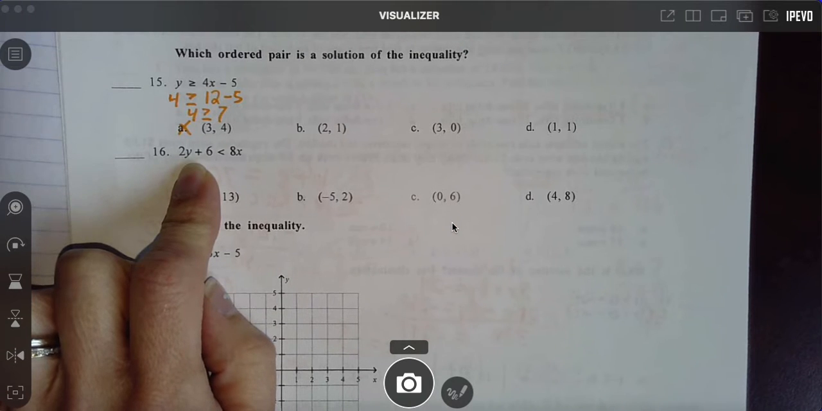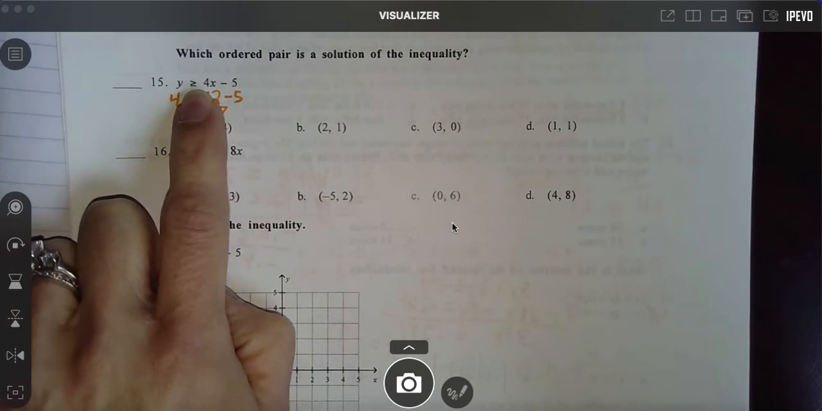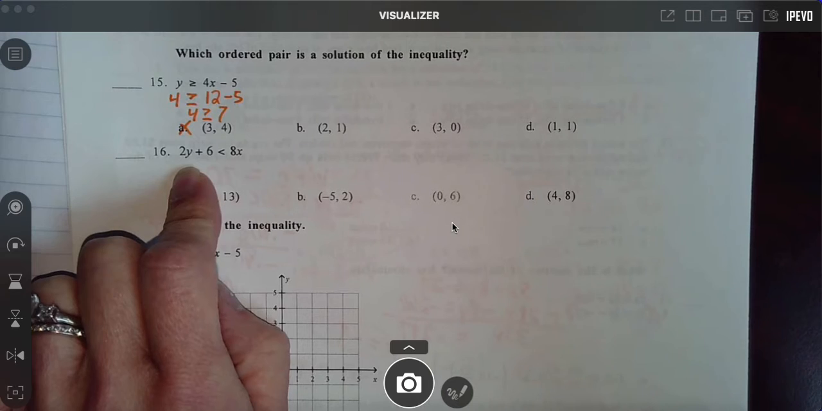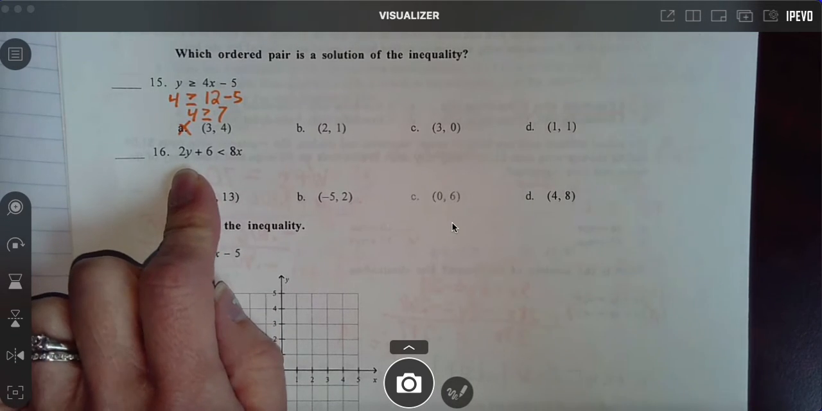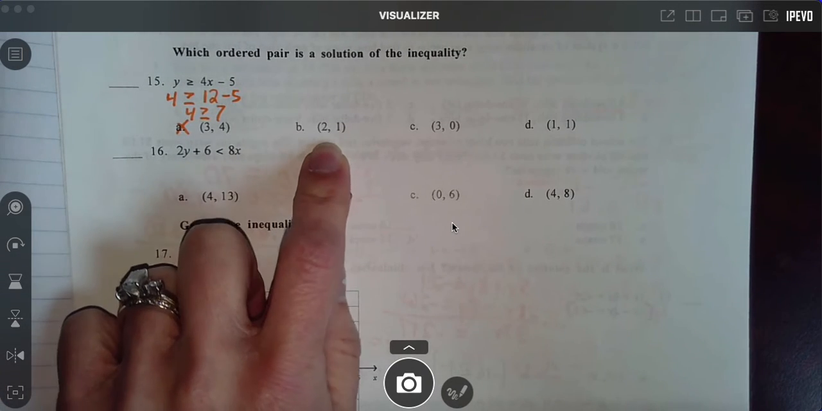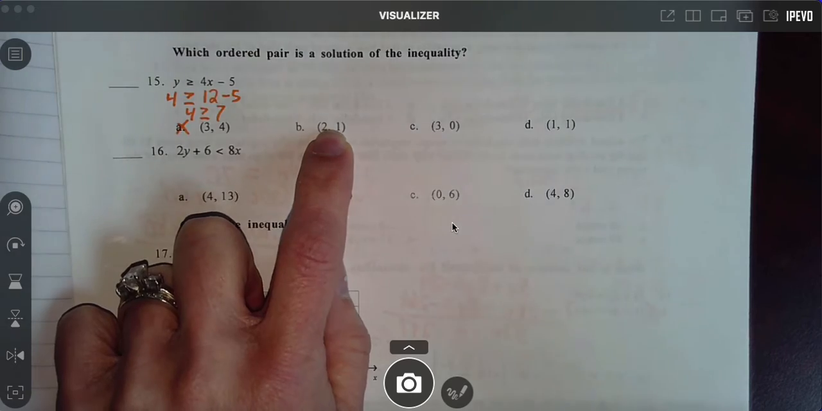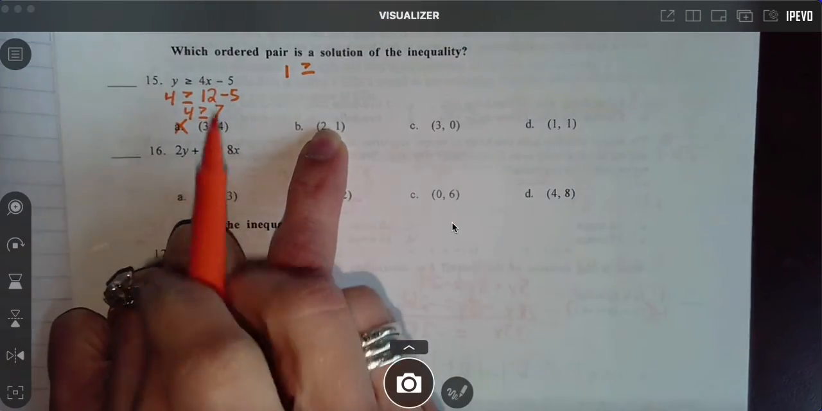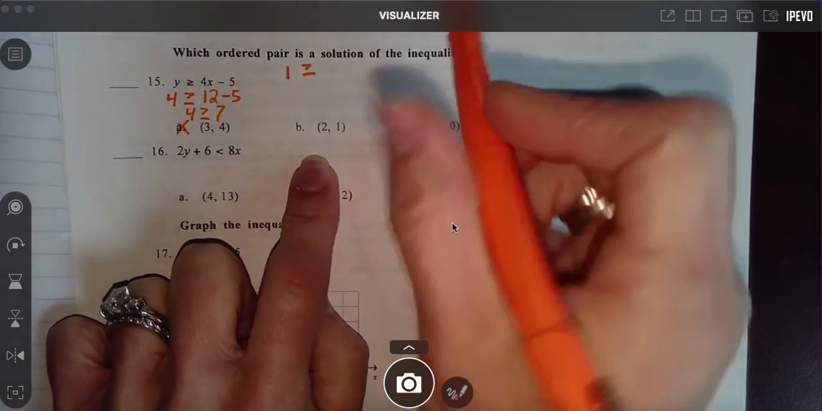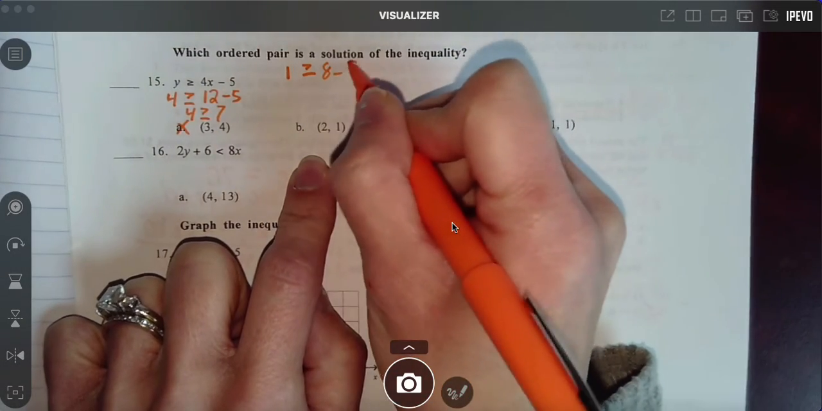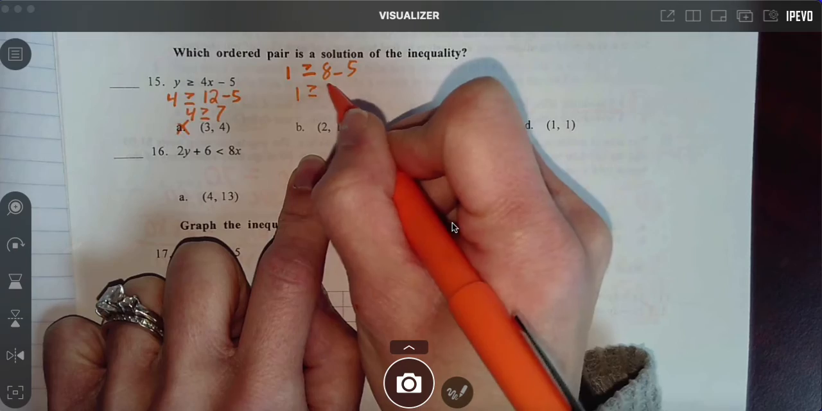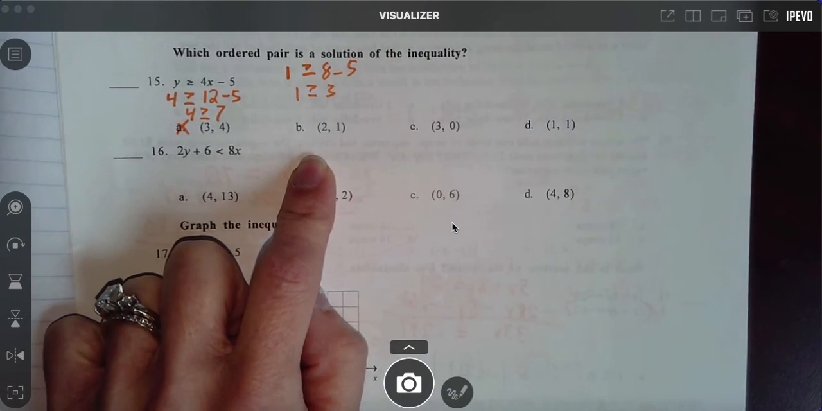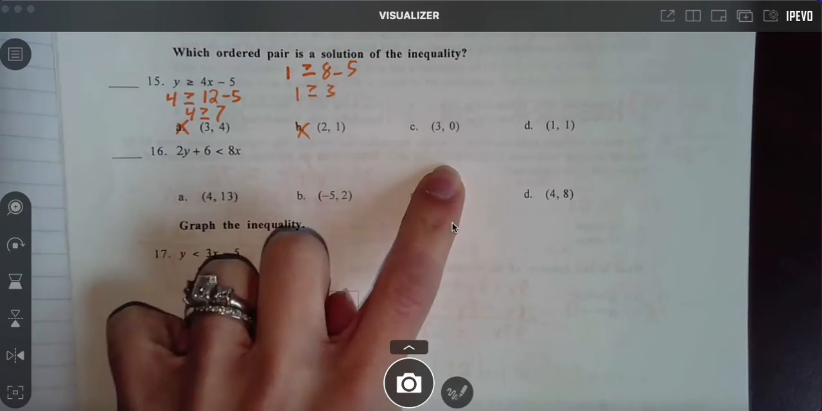Yes. This one, this is how they want you to do it. Did you have another way? No. Okay, yeah, they want you on both 15 and 16, it is plug and play. You just have to see which one's the answer. Now if I plug in 2 and 1, the 1 is my y value. So is 1 greater than or equal to, what's 4 times 2? 8 minus 5. Is 1 greater than or equal to 3? No, it's not. All right, let's go to the next one.